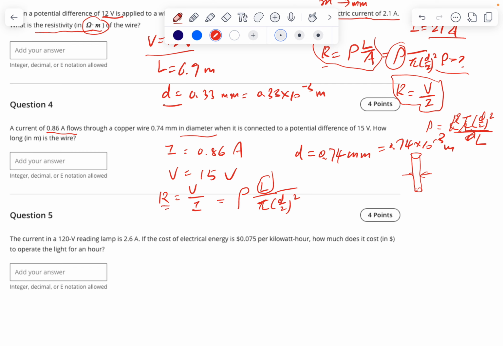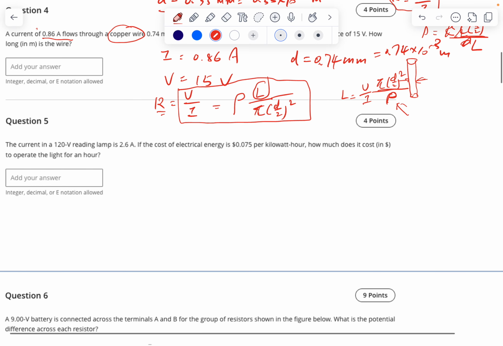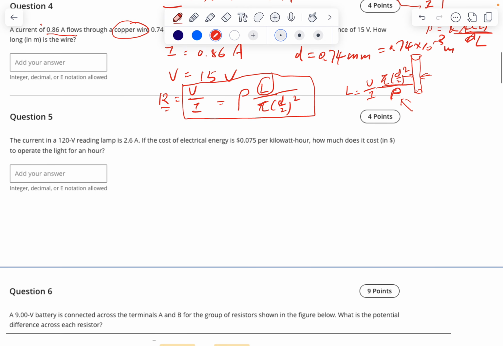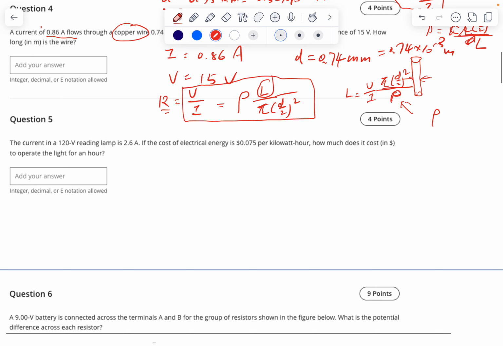From this equation, you see we can link them together. So L equals V over I, the top will be pi d over 2 squared, and the bottom will be rho. They give you a copper wire, so you should be able to find the resistivity of copper from a book. By the way, if it's in an exam, they will definitely give you rho.